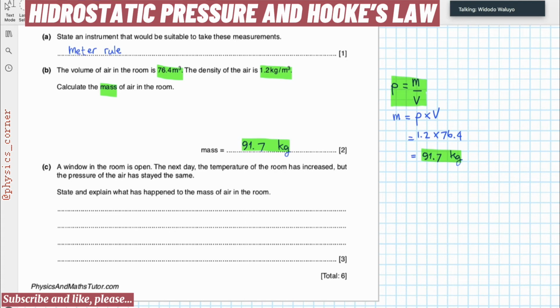Okay, actually, this is about the kinetic theory of gas. If the gas temperature rises, then the volume will also rise. State and explain what happened to the mass. Yeah, mass is constant. Mass is constant.